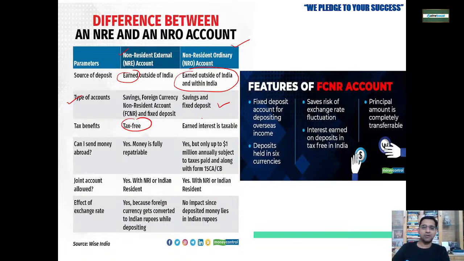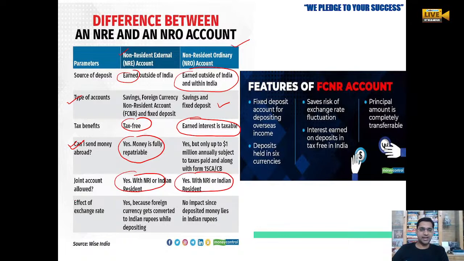and in NRO account, whatever interest you are earning is taxable. Can I send money abroad? Yes, money is fully repatriable in NRE account. In NRO account, yes, you can send the money abroad, but only up to $1 million annually, subject to whether you have paid the taxes properly. Joint account: yes, an NRI and an Indian resident can have a joint account, and here also you can open a joint account. Effect of exchange rate: in NRE account, there is an exchange rate effect because foreign currency has to be converted into Indian rupees while depositing. But under the NRO account, there is no impact of exchange rate because your money is lying in Indian rupees only, so no conversion is required.